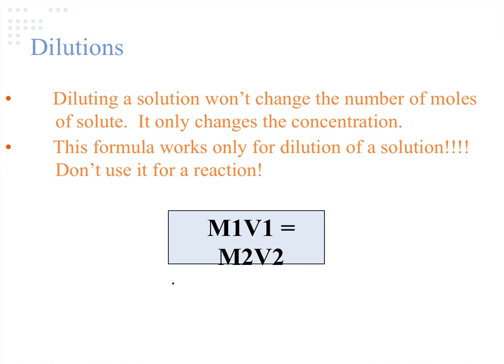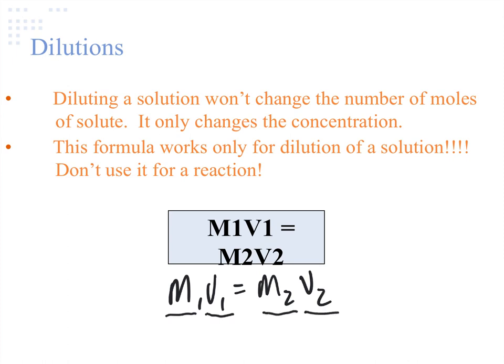Usually we write M1V1 equal to M2V2, where the initial molarity of our stock solution is given as M1, and the volume of that stock solution that you need, usually what you solve for, is V1. And M2 is the concentration you're looking for, and V2 is what volume of that concentration you want. This formula only works for dilution of a solution. So this formula, only dilutions.